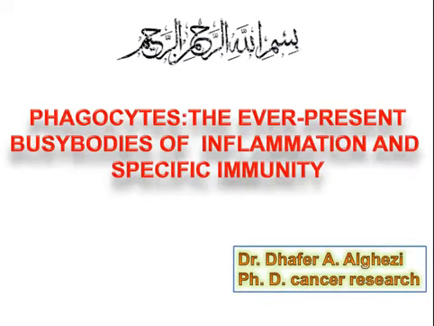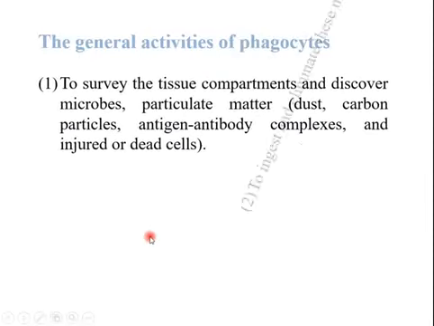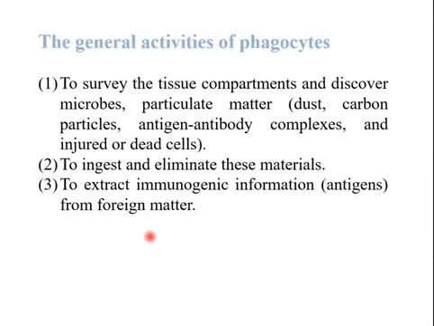Today I am going to talk about phagocytes. As you know, the general activities of phagocyte cells are to survey the tissue compartments and discover microbes, particles such as dust, carbon particles, antigen-antibody complexes, and injured or dead cells, to ingest and eliminate these materials, and finally to extract immunogenic information, antigens, from foreign matter.